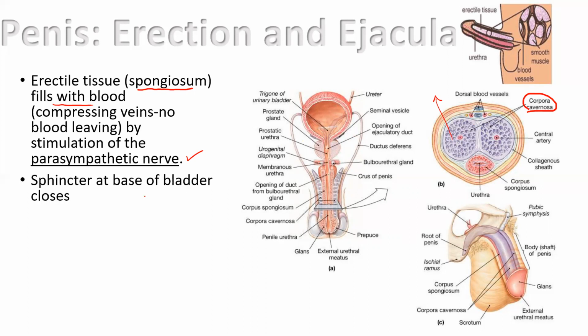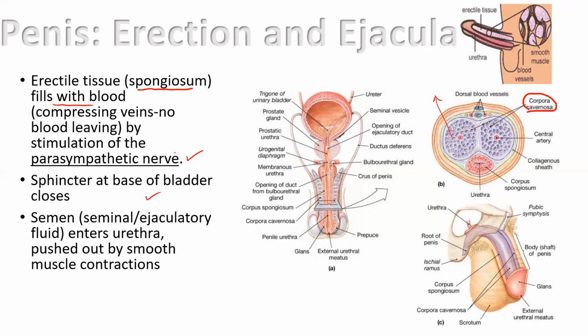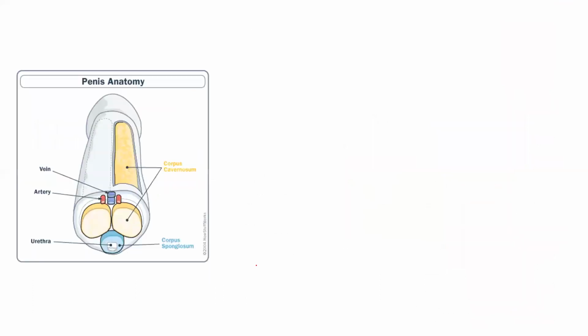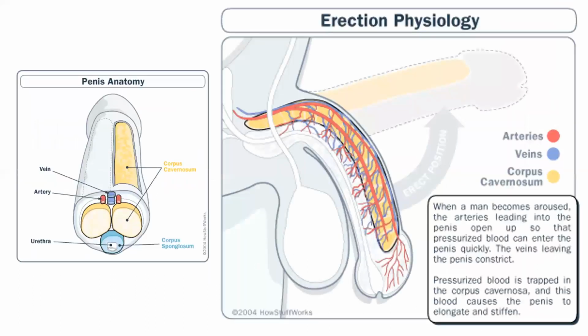The sphincter at the base of the bladder closes. Semen enters the urethra, pushed out by muscle contractions. Good old peristalsis, just like swallowing, smooth muscle contractions. And you can read about that.